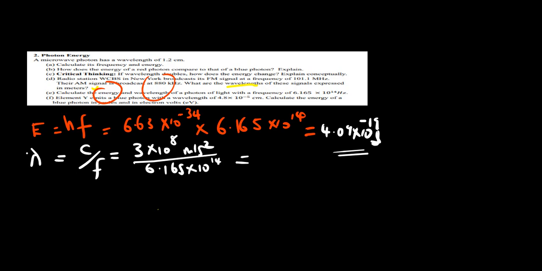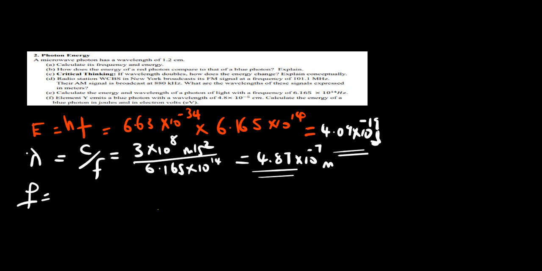Then on my end, when I divide, I'm getting 4.87 times 10 to the power negative 7, because the wavelength is in meters. Okay, I'm just ignoring the units because of space. Then F: element Y emits a blue photon with a wavelength of 4 point that.